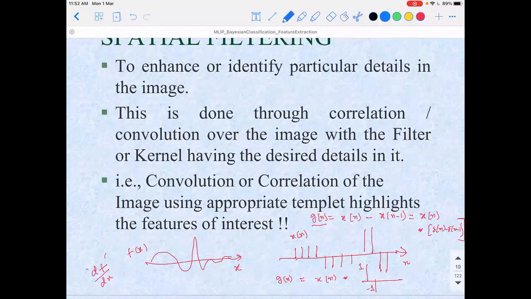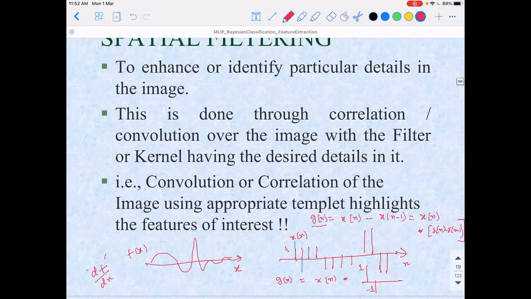So if this is 1, for example, and this is minus 1, and the signal is half here, what I am doing essentially is half into 1 plus minus 1 into half. That is essentially 0, so the convolution here is 0, or the correlation here is 0. The main difference between convolution and correlation is an operational difference.